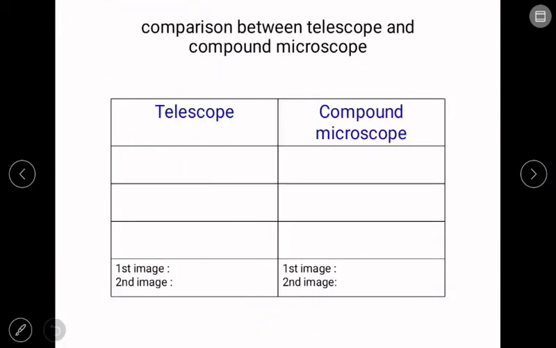Alright, so now we're going to compare our telescope and our compound microscope. First, we are going to compare FO and FE. For a telescope, which one is longer? Is it FO or is it our FE? Correct. For a telescope, our FO is longer than our FE. And it is vice versa for our compound microscope.